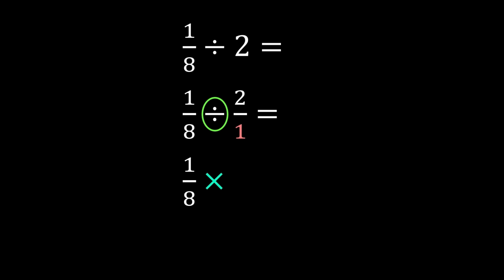We'll multiply by the reciprocal of the second fraction. The reciprocal of 2 over 1 is 1/2. Now we're ready to multiply, starting with the numerator times the numerator. 1 times 1 is 1. Then denominator times denominator. 8 times 2 is 16. 1/8 divided by 2 is 1/16.